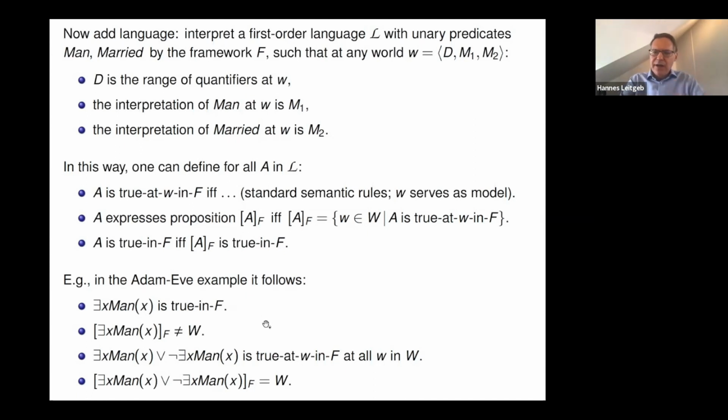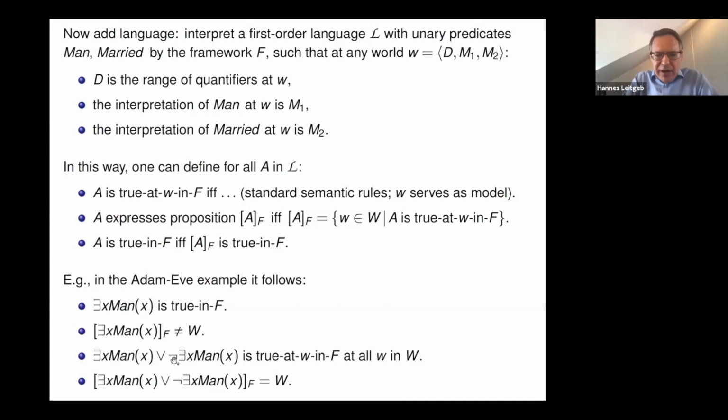And then in our little example, we get the obvious. So for example, the sentence "there is a man" is true in F. Okay, it's true in the actual world, as it were. The set of worlds expressed by the proposition, that's not the set of all possible worlds. There are some possible worlds at which there are no men, okay?